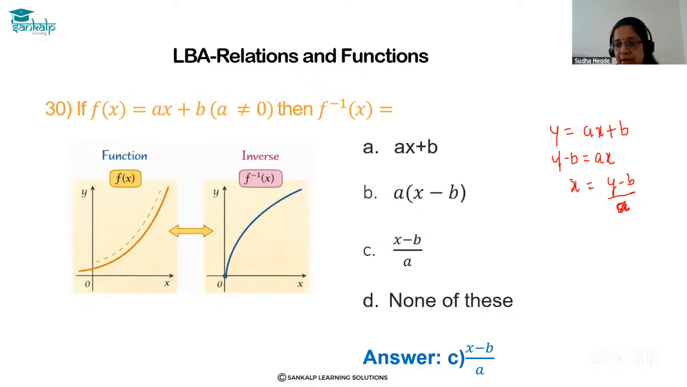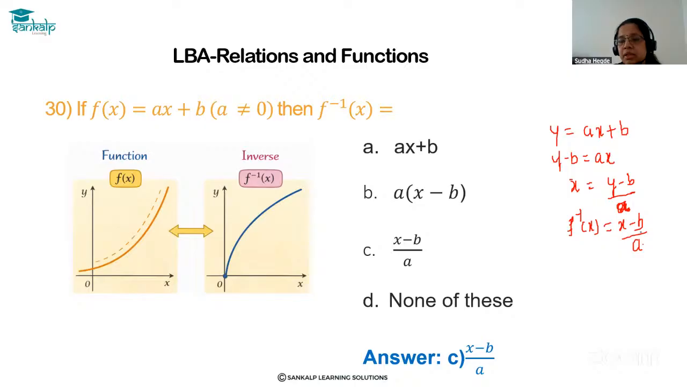You are finding x. So now, this will be f inverse x if you replace y by x. So it is x minus b by a. Okay, so f inverse x is equal to x minus b by a.